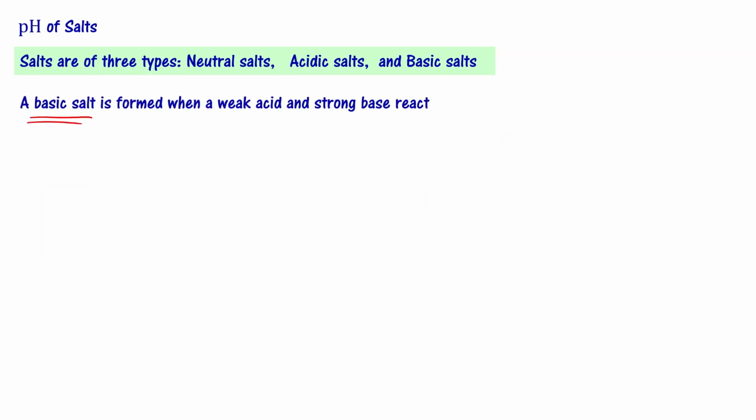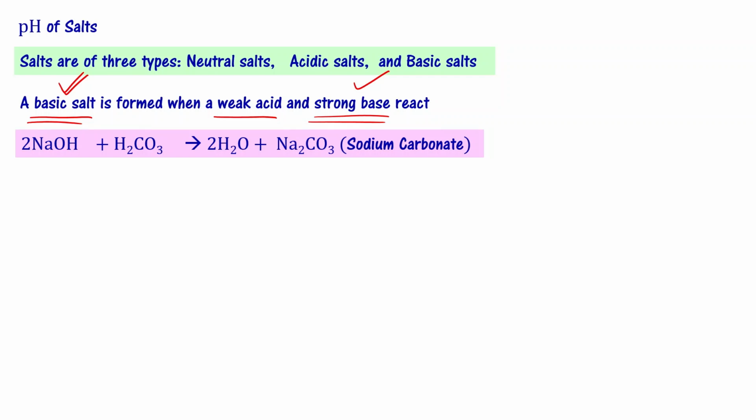Let's look at basic salts. This particular salt forms when you have a weak acid reacting with a strong base. You see, strong base, basic salt. When both are strong, we get a neutral salt. If the base is strong, we get a basic salt. If the acid is strong, we get an acidic salt. Some examples: NaOH is a strong base. When it reacts with carbonic acid, you get Na2CO3, sodium carbonate. It is a basic salt.